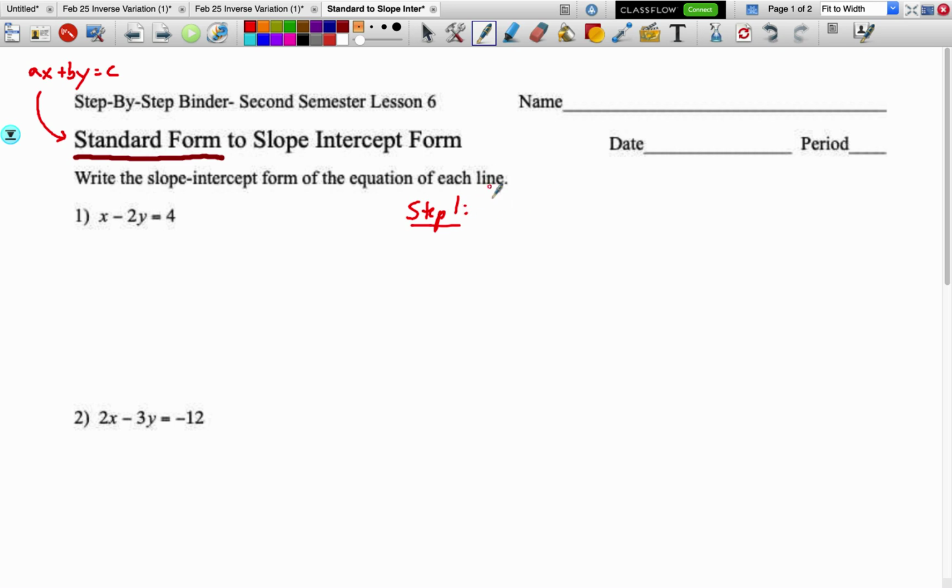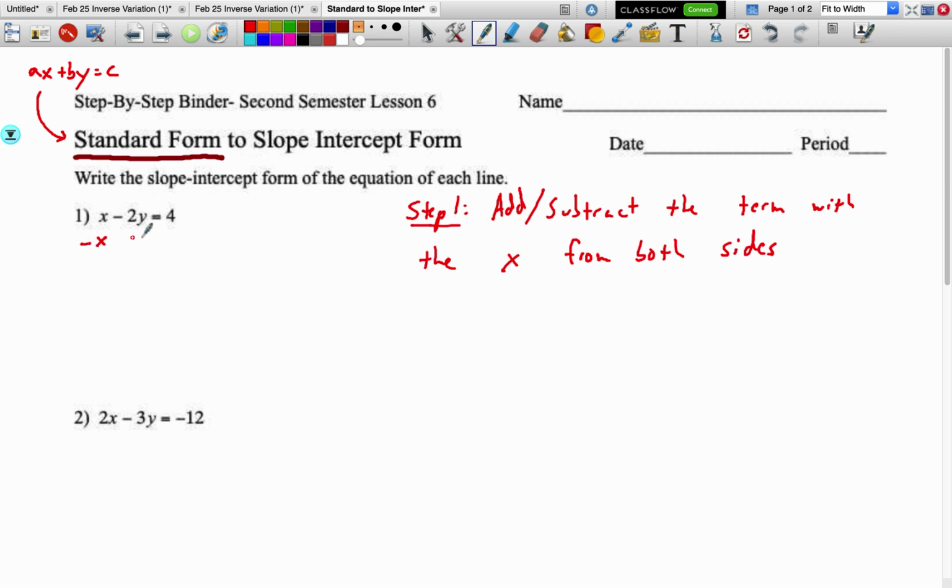All right, in step one, we want to add/subtract the term with the x from both sides. All right, if it's negative, you're going to add it. If it's positive, you'll subtract it from both sides. So let's look at number one. There's just an x by itself, so I'm going to subtract it from both sides like this.